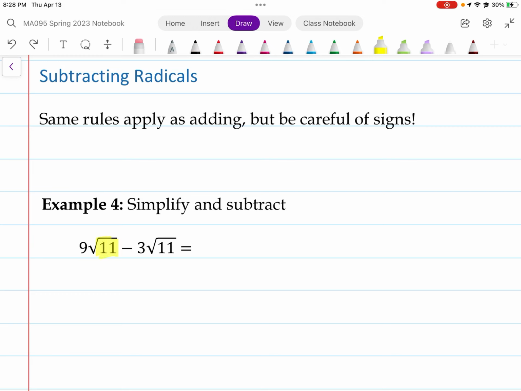All right, so you've got the square root of 11 and the square root of 11. So the radicand and the index are the same. So we take 9 minus 3 and we get 6 square root of 11.